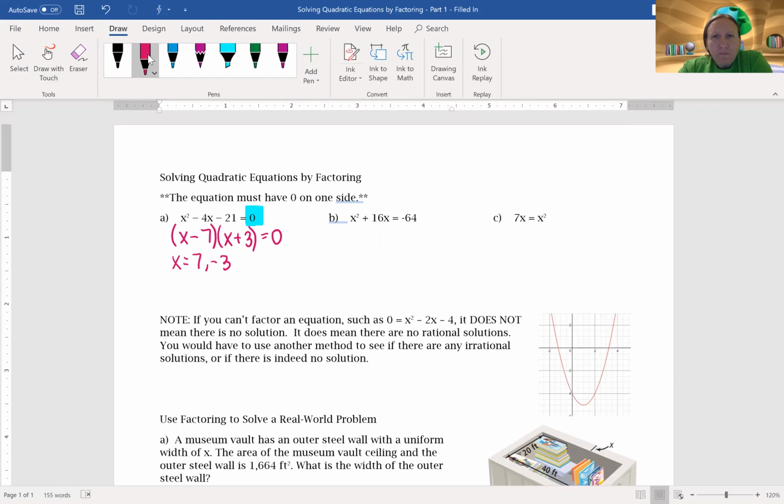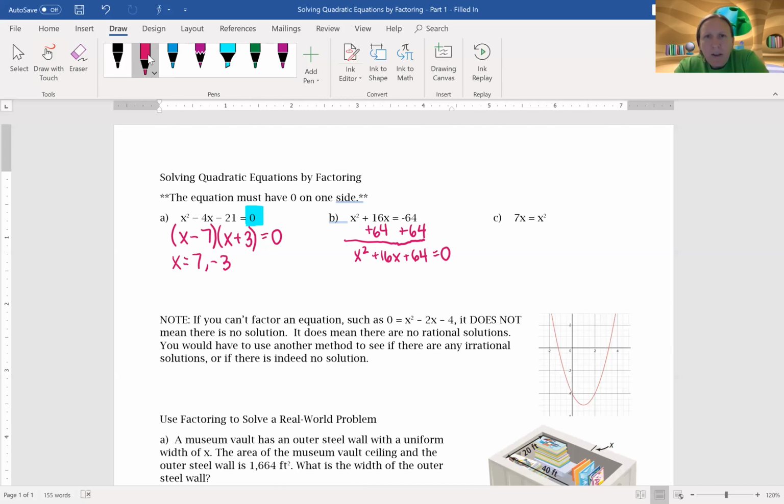For my next one, we have x squared plus 16x equals negative 64. I don't have 0 on one side. So my first step is to get 0 on one side, and to do that, I can move this negative 64 by adding 64. And I'm going to throw it on the left there. Please note, I'm not actually going to add 16x and 64 together because they're not like terms, but I will get x squared plus 16x plus 64 equals 0.